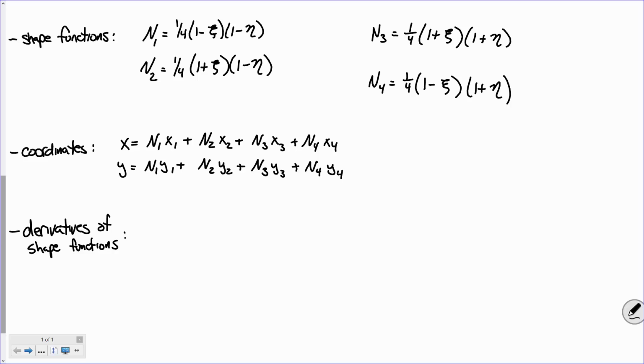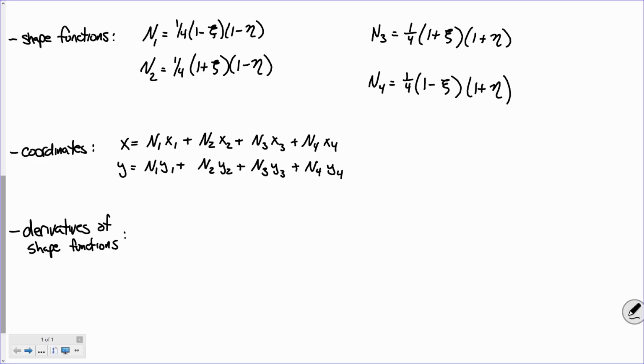All right. So let's keep this simple, but I'm going to keep it interactive. I know it's rainy, and I know the last thing you want to do is a bunch of derivatives, but I'm going to keep it interactive. Let's start off with N1. So it's 1/4, (1 minus xi), (1 minus eta).